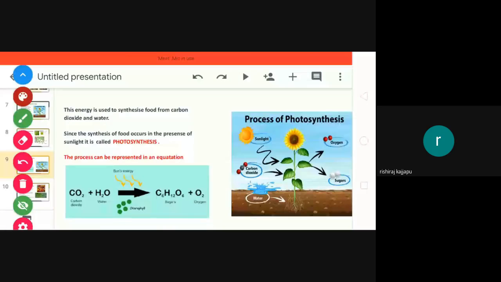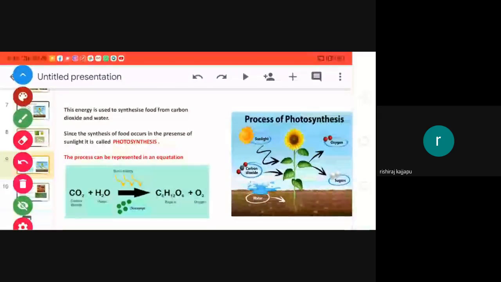Plants absorb carbon dioxide through the tiny pores present on the leaves, and water and minerals are absorbed from the soil with the help of roots. And chlorophyll, the green pigment present on the leaves, captures the sunlight. So the heat energy, the sunlight energy, helps the synthesis of water and carbon dioxide to make food.